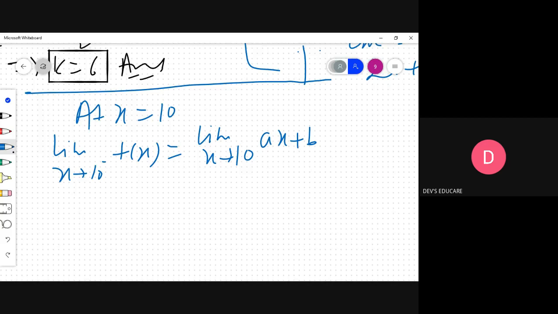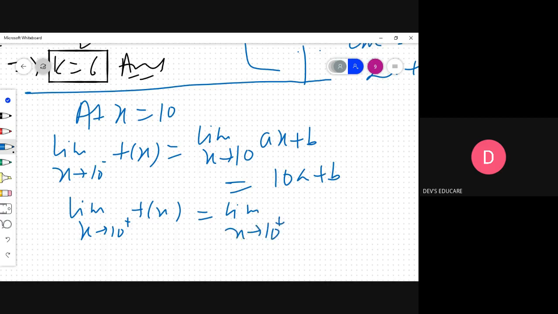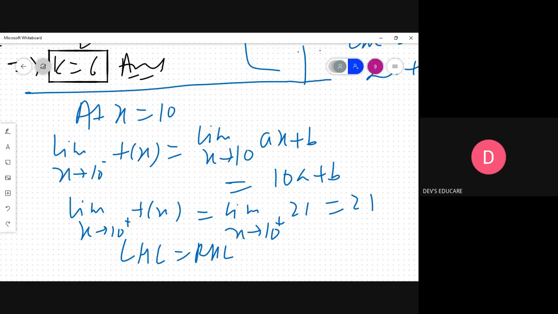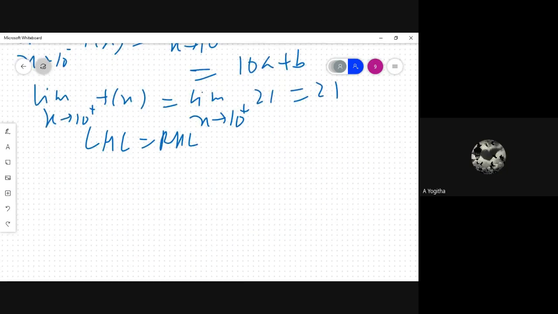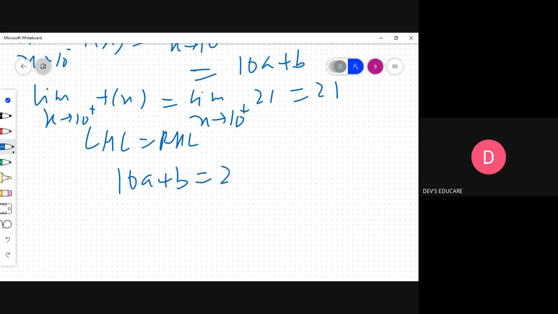So it comes to 10a plus b, and the limit as x tends to 10 plus of f(x) is given as 21. So the limit as x tends to 10 plus is 21. So LHL equals RHL because the function is continuous. So it will be 10a plus b equals 21. This is the second equation.